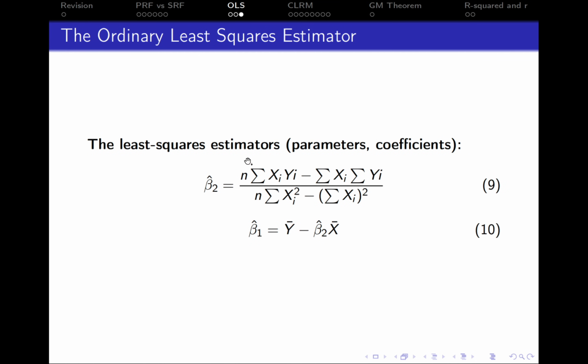To get the least squares estimators, the software and me and you will use the following equations. For beta 2, here is the equation under number 9, and for beta 1, the intercept, this is equation number 10. We will practice this during the workshops. You don't need to remember the formulas, just for now keep in mind that if you would like to find the formula, it is here in this presentation on this slide.